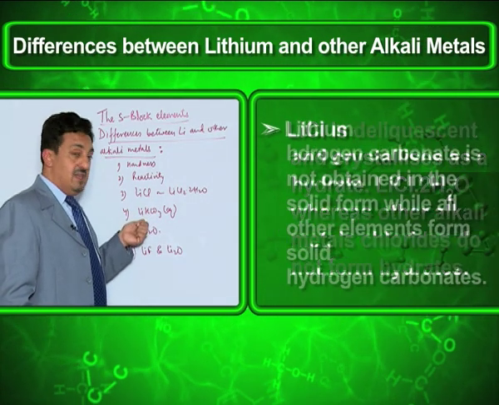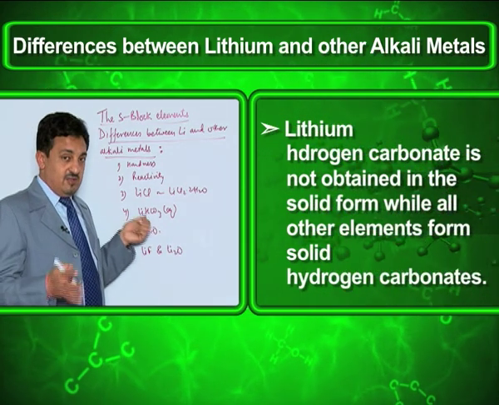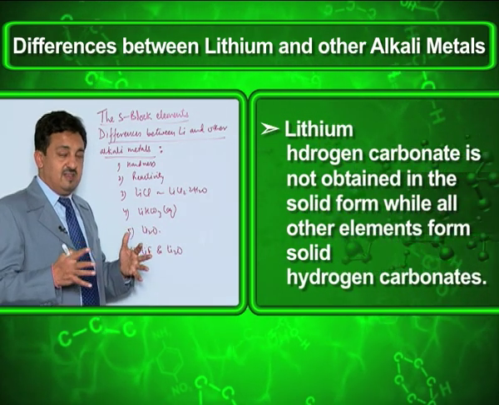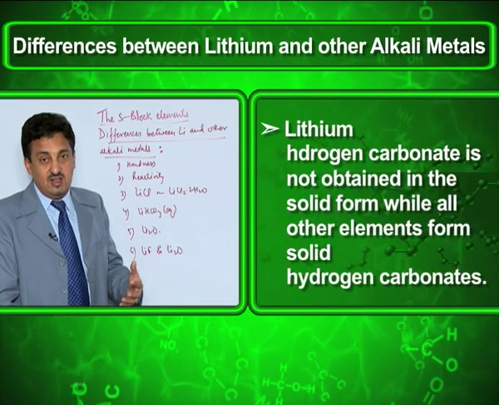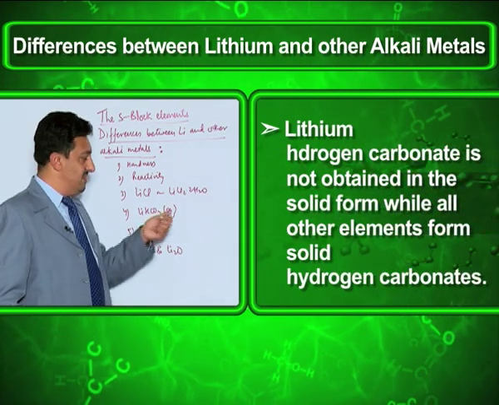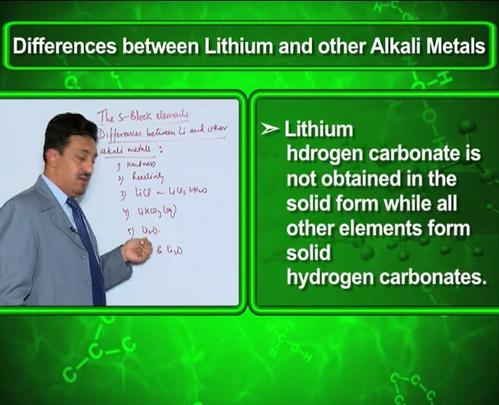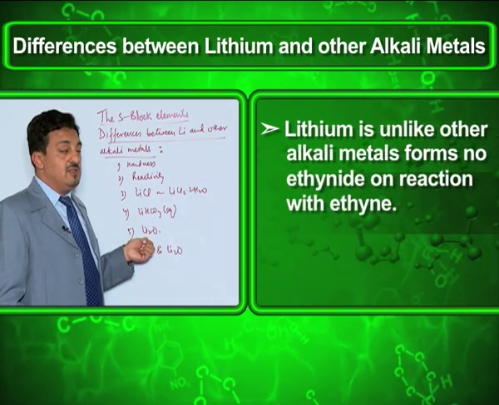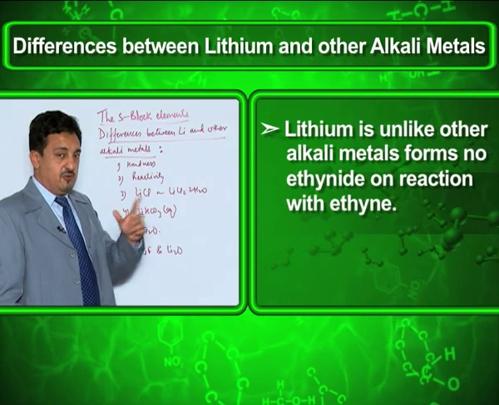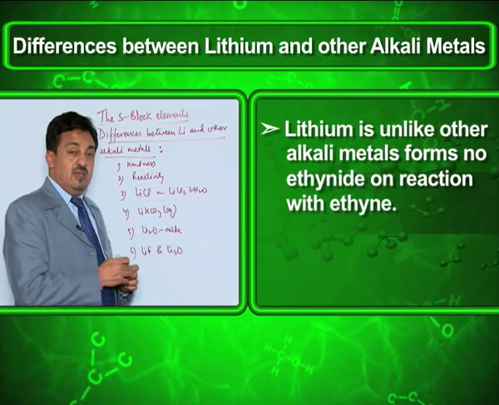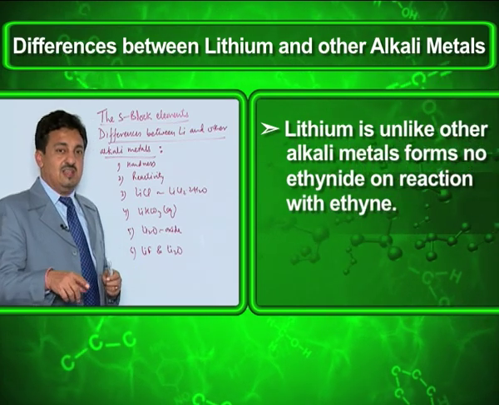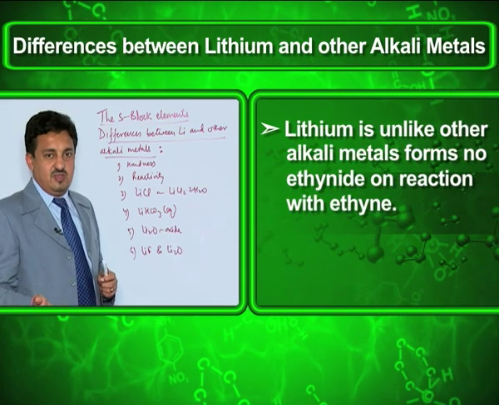Then there is lithium hydrogen carbonate. Its hydrogen carbonate doesn't exist in the solid form, whereas we get hydrogen carbonates of the rest of the alkali metals in the solid state. It only exists in the aqueous state. The other one: lithium is the only alkali metal which forms a normal oxide, and we have done it. We know that the rest of the alkalis form either peroxides or superoxides.